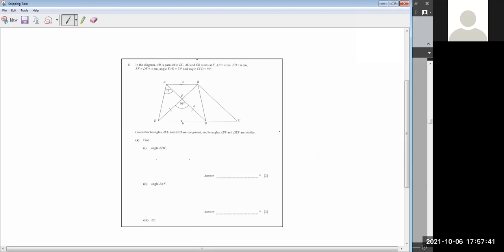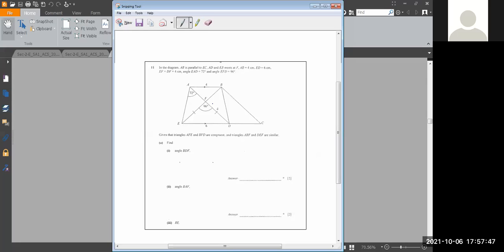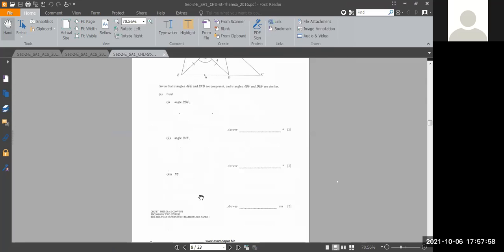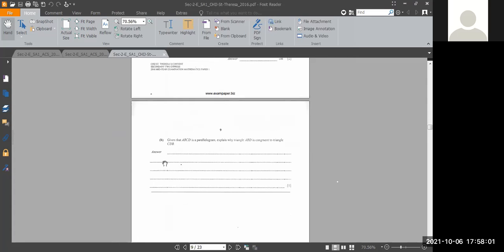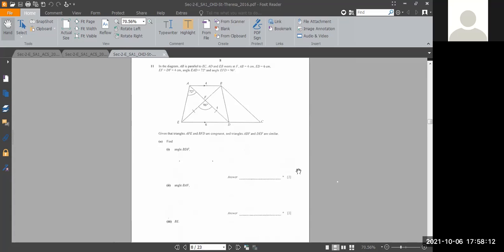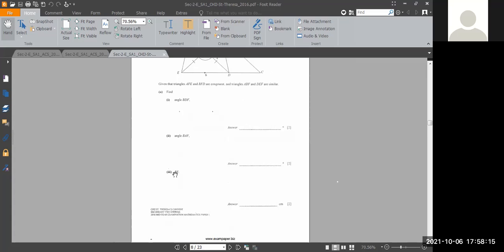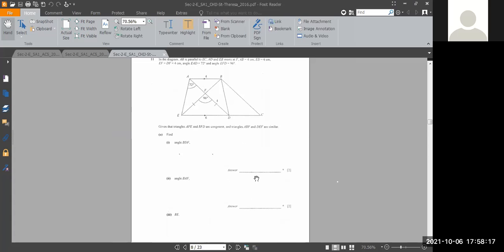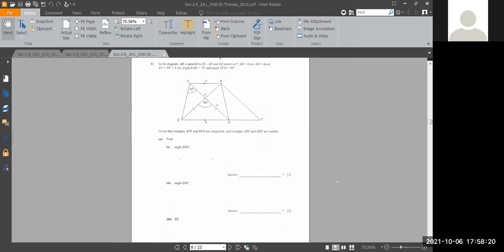Okay, good. This question 11. So the entire question 11 or just part of it? The last part, which asks you to explain, is it? Part B, right? They say it's a parallelogram. Explain why this is congruent to. I mean the BE, the part A3, the length. Okay, good.